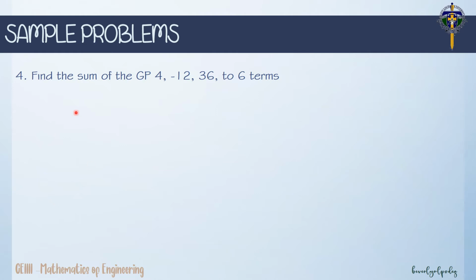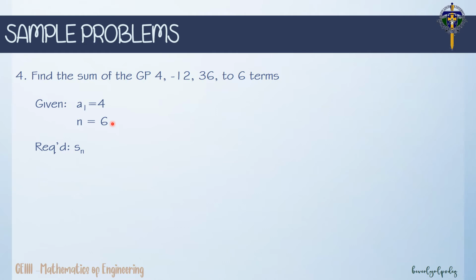Next problem: find the sum of the geometric progression 4, negative 12, 36, up to 6 terms. Again, it would be easier to solve the problem if we list the given so that it would be easier to process. Identify the given. First term is given to be 4, and n is equal to 6. And we are required to solve for the sum of the 6 terms.